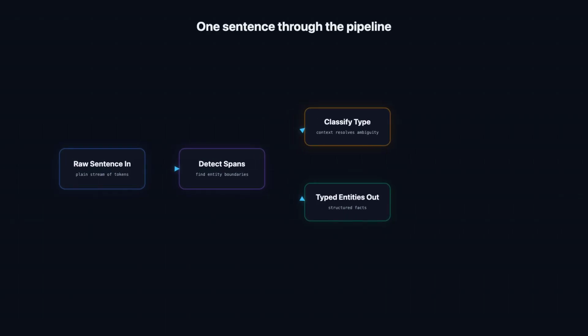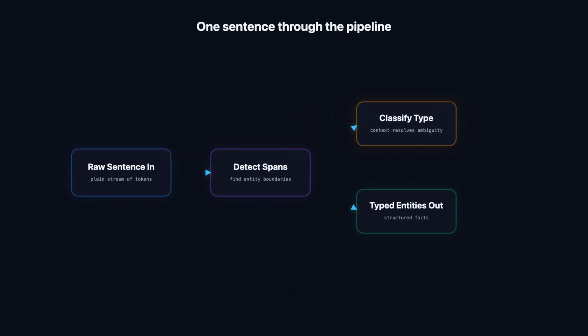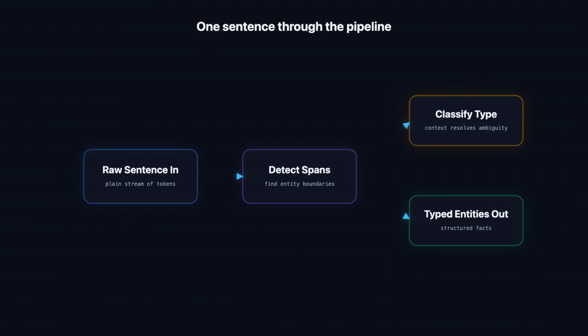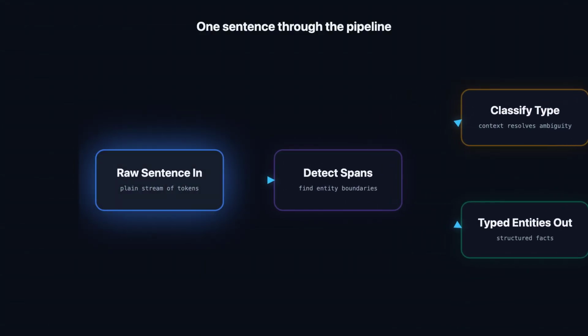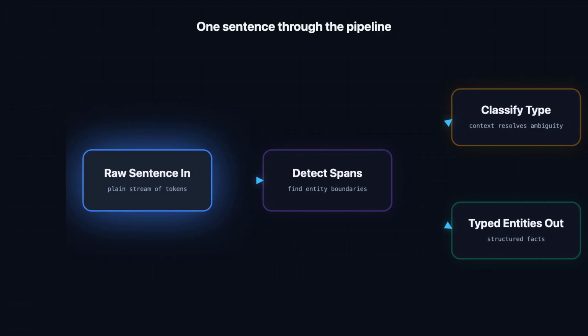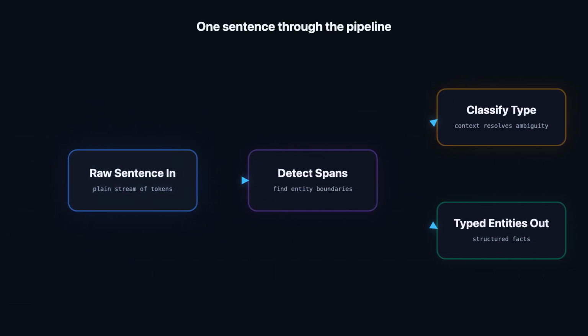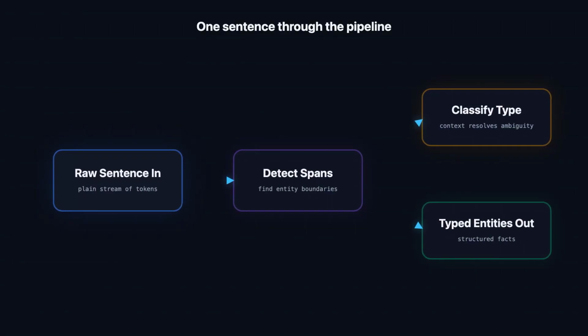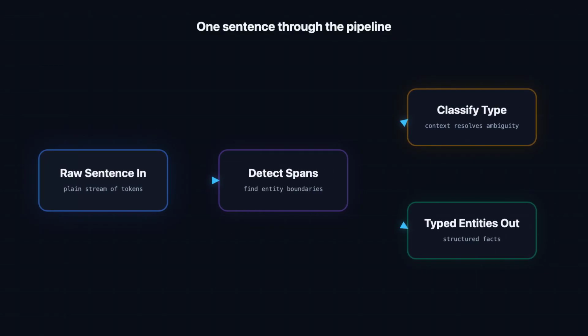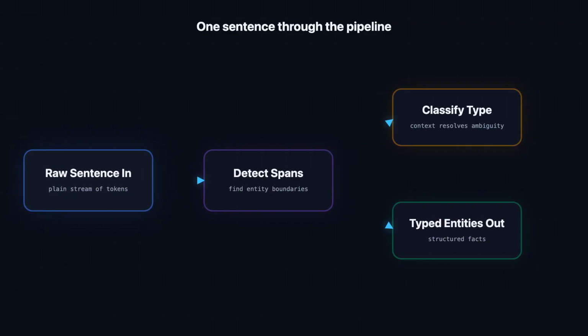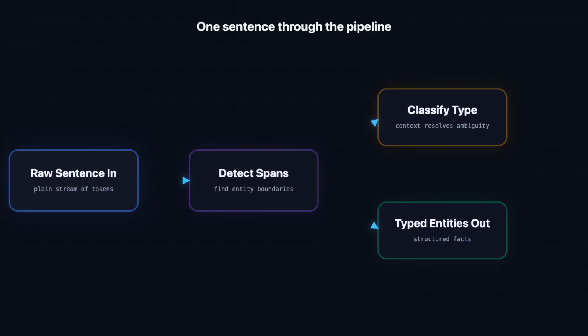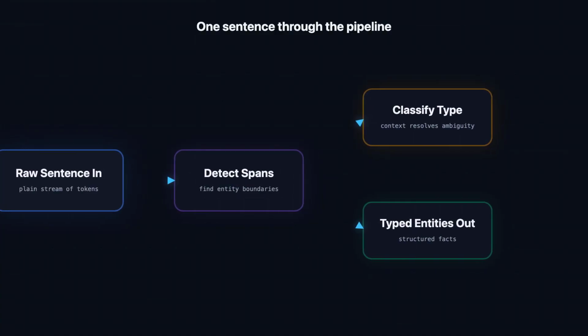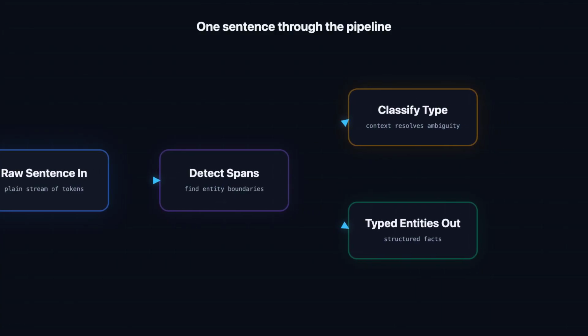To see how it actually pulls entities out, follow one sentence as it moves through the pipeline, stage by stage. Everything begins with the raw sentence flowing in as plain text. At this stage, the machine has no notion of names or types. It's just a stream of tokens, and the whole job is to find the meaningful pieces buried inside it and figure out what each one actually stands for.